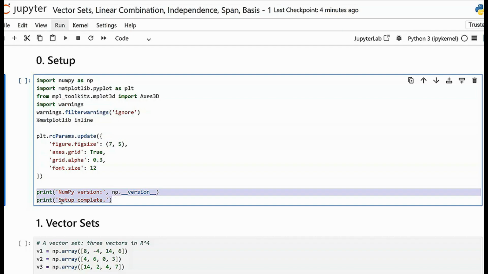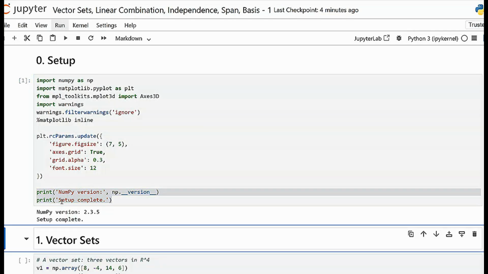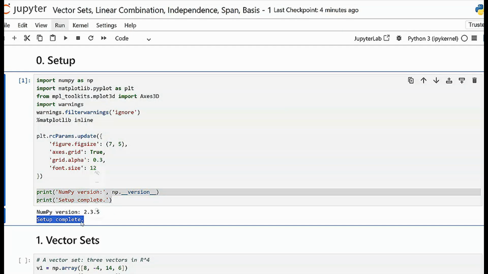And yes, the next line just shows the print confirmation message indicating that the environment setup has been finished successfully. Let me just execute it, and kindly observe. Yes, the setup is complete, and the NumPy version here is 2.3.5. Yes, dear friends, the environment is ready.